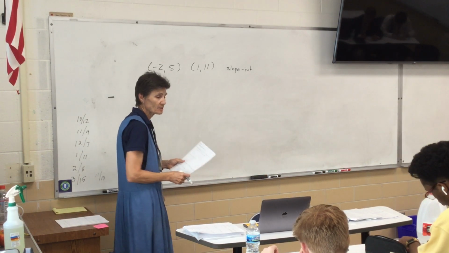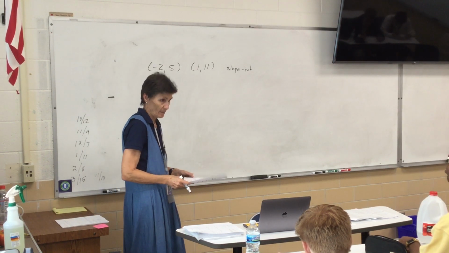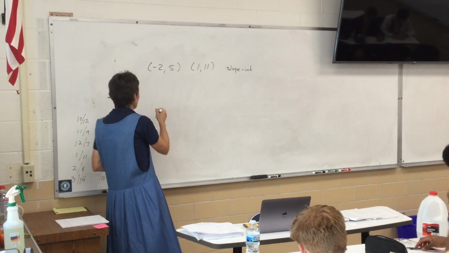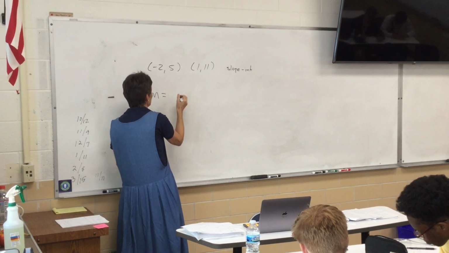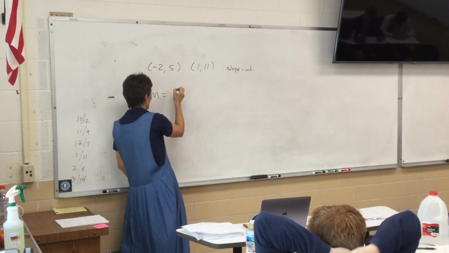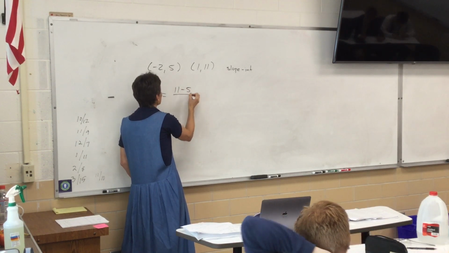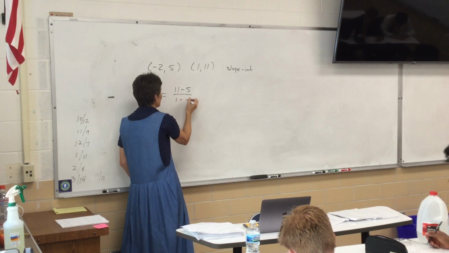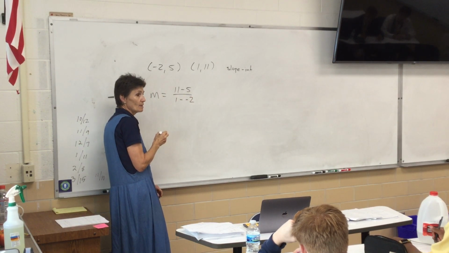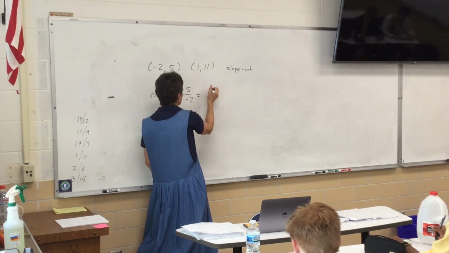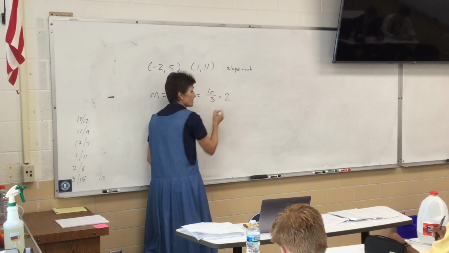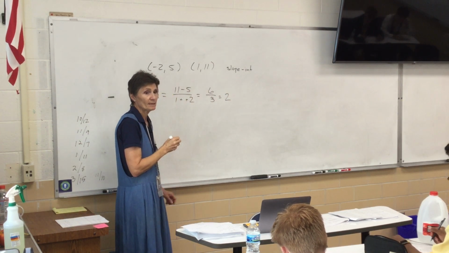All right, so who knows how to start? What happens first? I gotta find the slope. Oops, take this out. I need to find the slope. So the slope, how do I find slope again? So 11 minus 5 over 1 minus negative 2. Yes. Right? So that will be 6 over 3, which is 2. So my slope is 2.